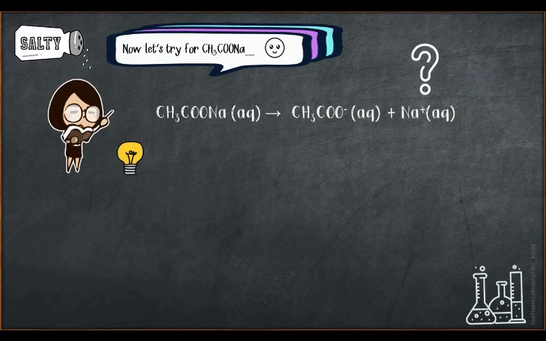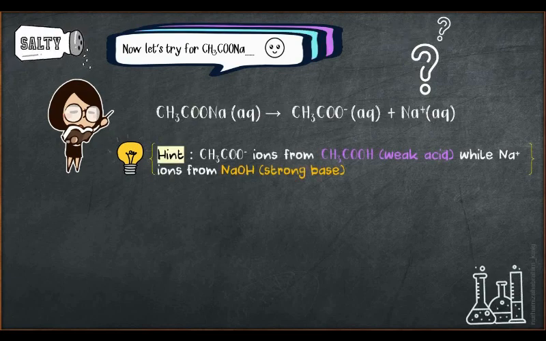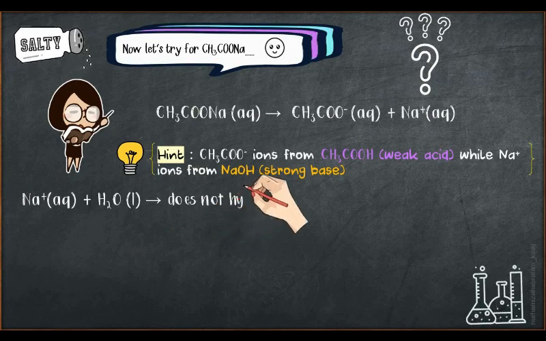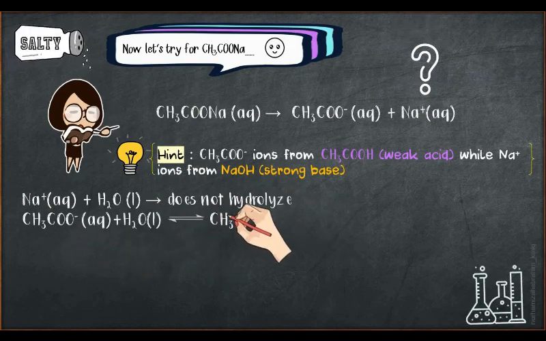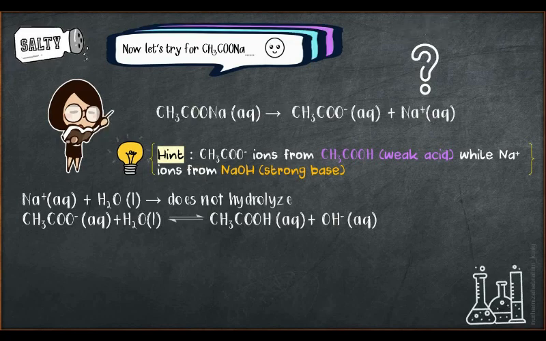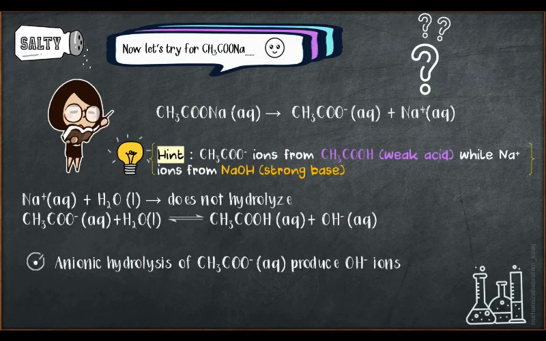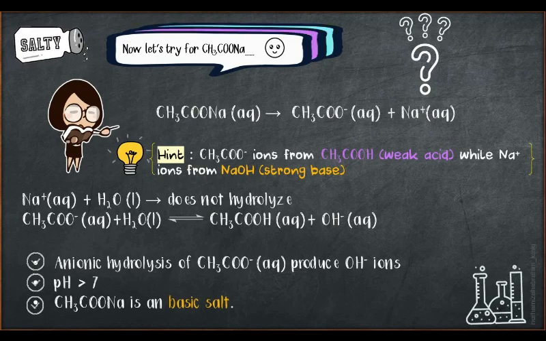Some hint: acetate ion is from ethanoic acid, or called acetic acid, which is a weak acid, while sodium ion is from sodium hydroxide, which is a strong base. Therefore, sodium ion does not hydrolyze with water. Only the acetate ion will hydrolyze by accepting a proton from water, and produce ethanoic acid and hydroxide ion. As the anionic hydrolysis of acetate ion produces more concentration of hydroxide ion, OH-, the value of pH becomes more than 7, which makes sodium acetate a basic salt.